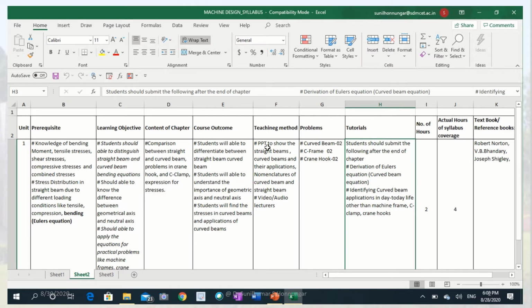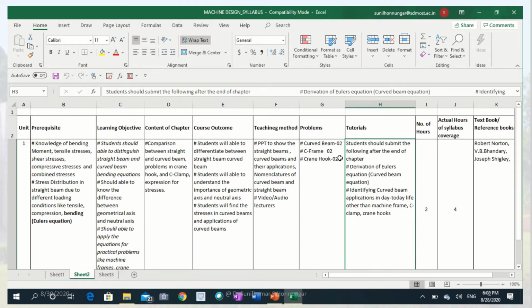Then teaching method. Since it is still a COVID crisis, there is no question of chalk and talk. Everything is on PPT basis only. So PPT to show straight beam and curved beam. Some videos I will be showing to make you comfortable, and their applications, nomenclatures of curved beam and straight beam, and audio video lectures as usual.